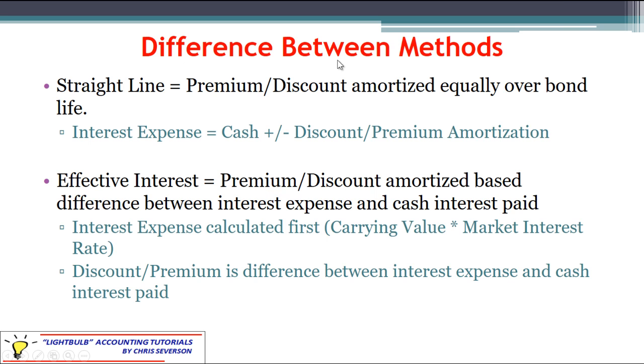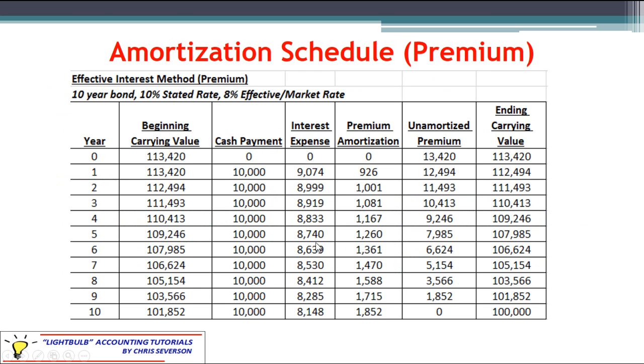So this is where the difference comes in between the two methods. Under the straight line method, the premium and discount is going to be amortized equally over the bond life because that number is going to be the same every year. The interest expense will be the same. And of course, the cash is always going to be the same no matter what method you're using. Under the effective interest, we just said the premium or discount is a number we back into based on the difference between the cash interest paid and the interest expense. So that part's just a repeat of what we just looked at.